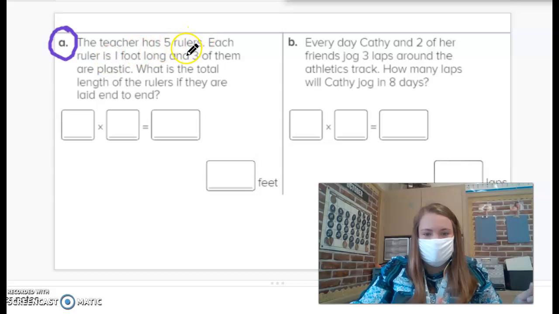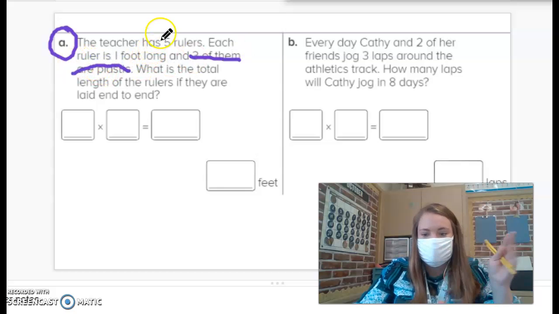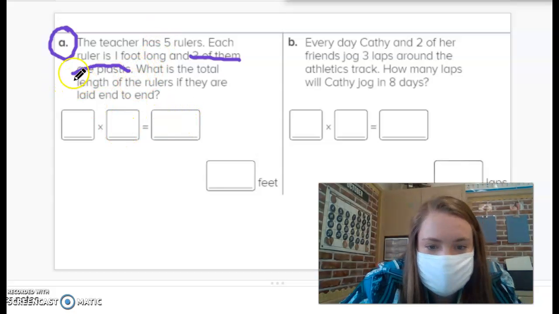No. So that's great that 3 of them are made out of plastic. We can recycle them later when we don't want them. So we're just going to cross that out. Thank you for letting us know, but it doesn't matter. So what is the total length of the rulers if they are laid end to end?